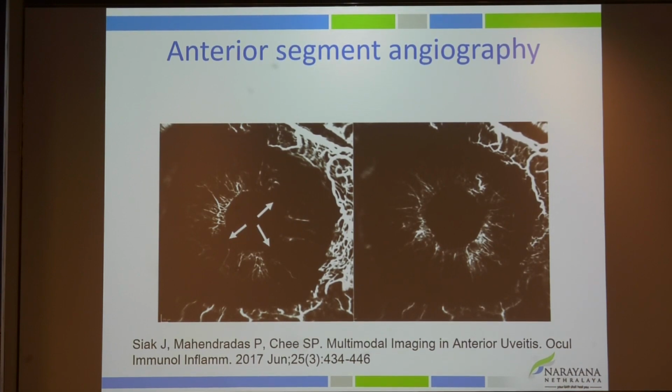Next, we'll move on to anterior segment angiography. Using this, we can study the iris vasculature. We can map out the areas of iris ischemia.